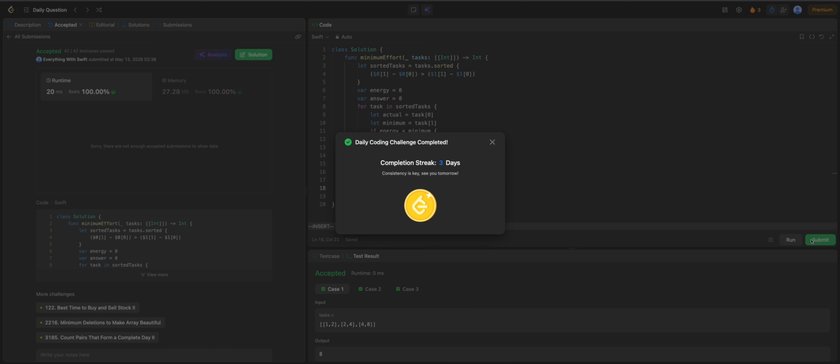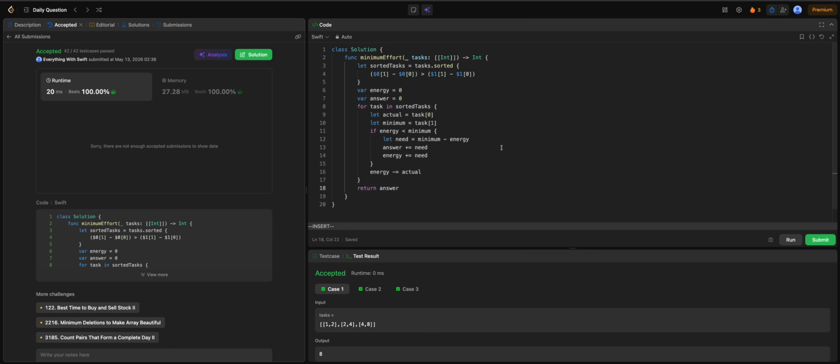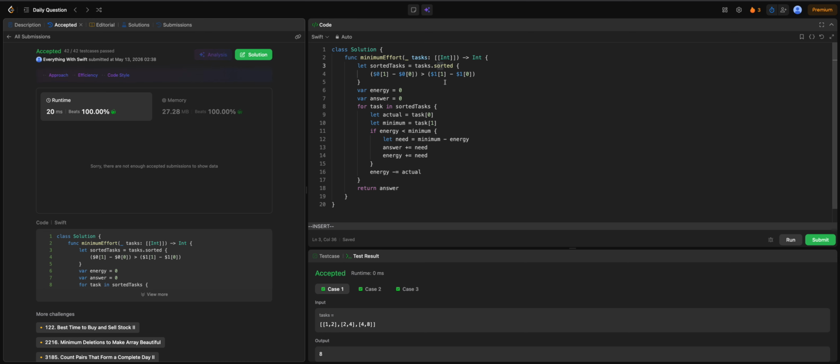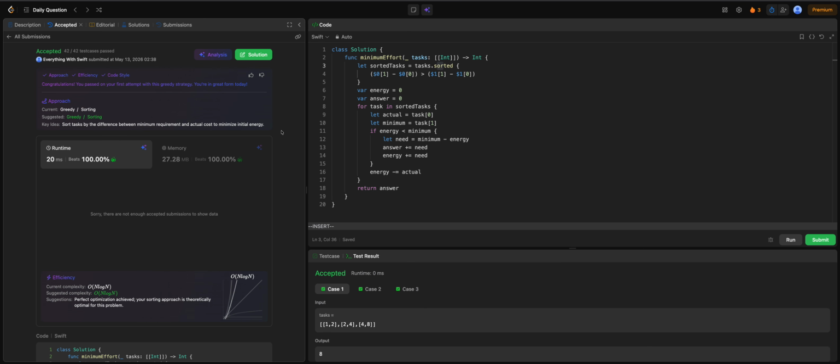If I'm not wrong, we have to take the LeetCode notation with the actual of this sort, because we are using the sorted API by Swift. That will be O of n log n, if I'm not wrong, and then the memory will be just O of n, since we don't use any extra memory in here.